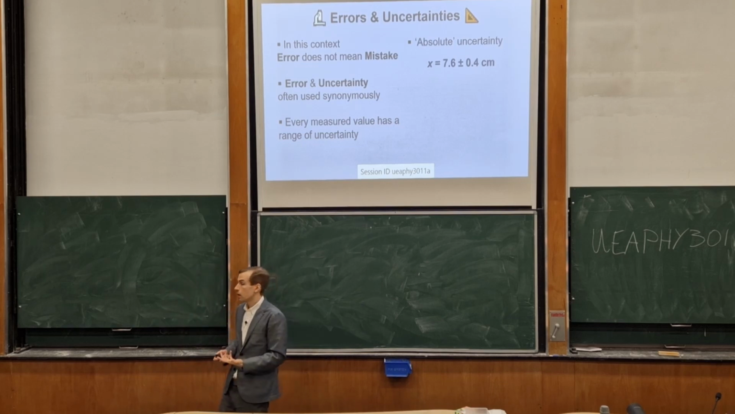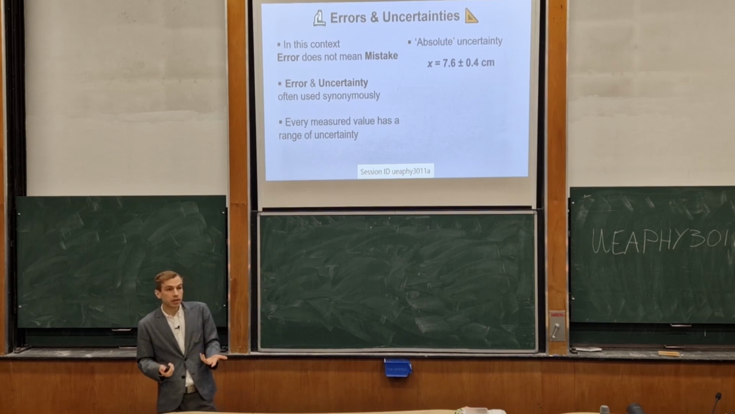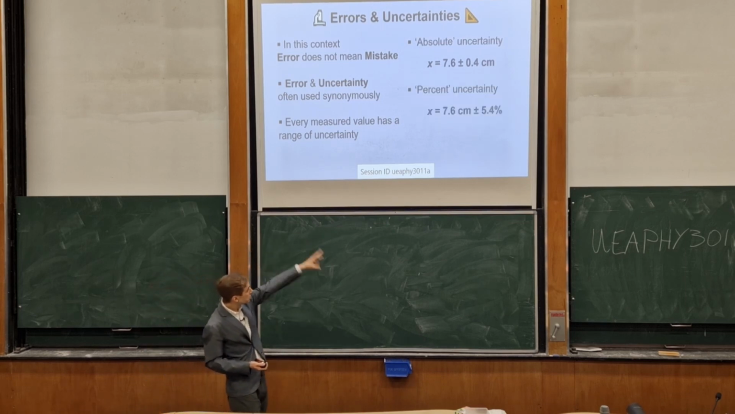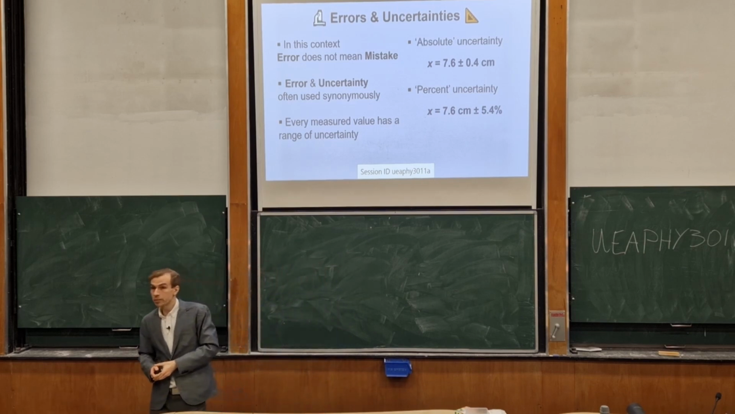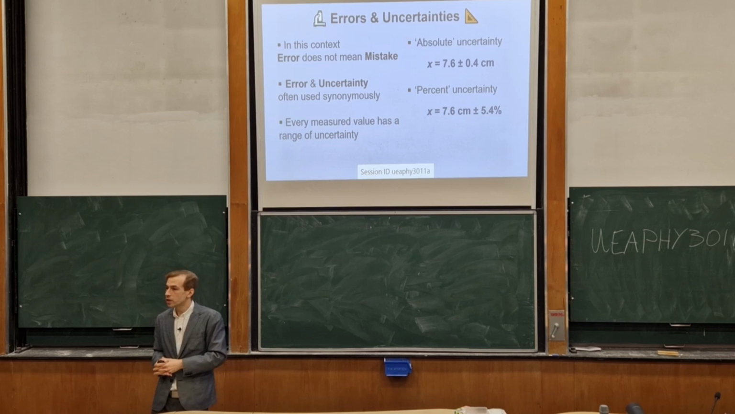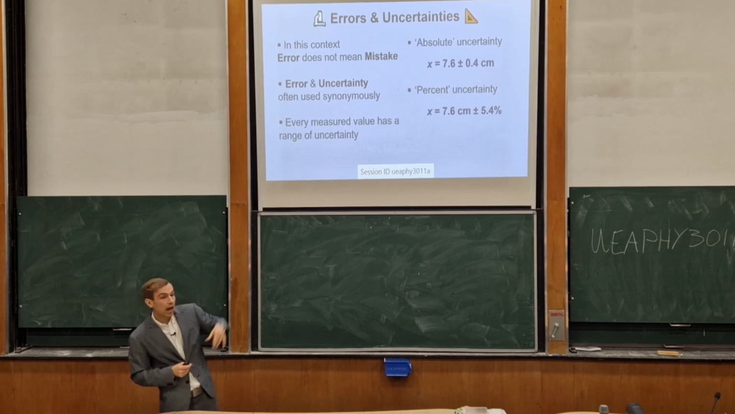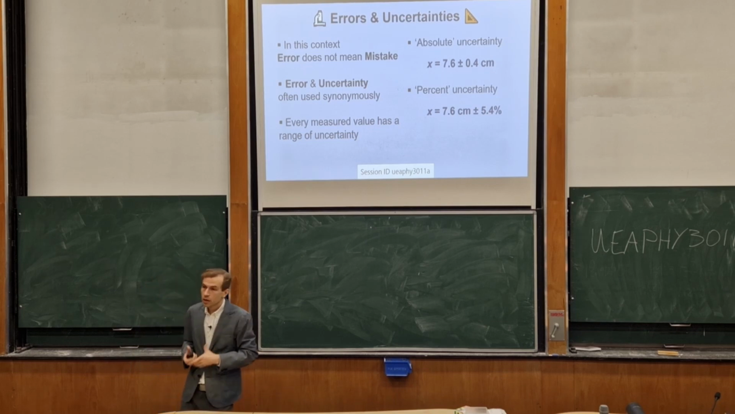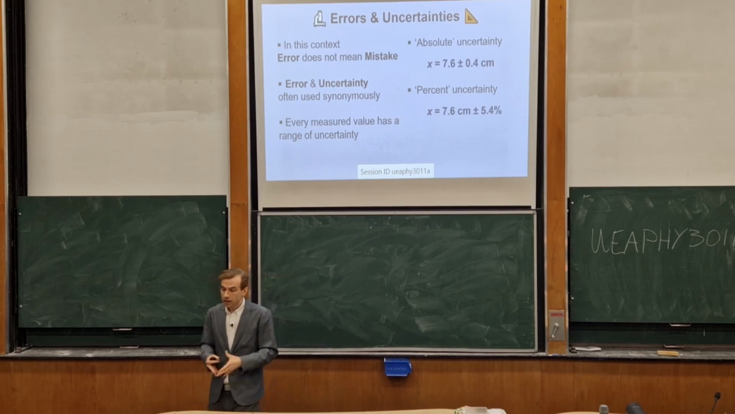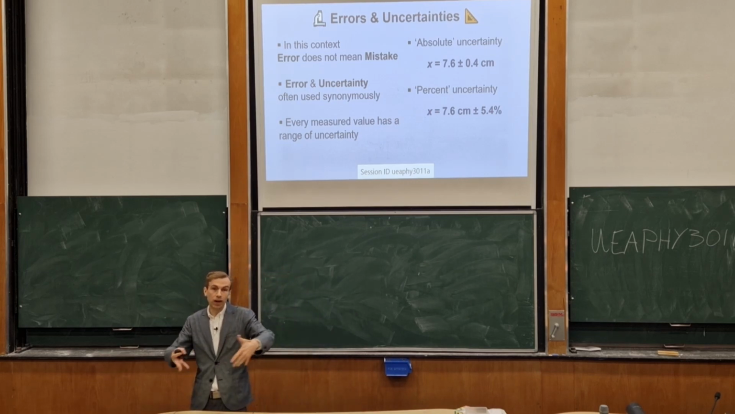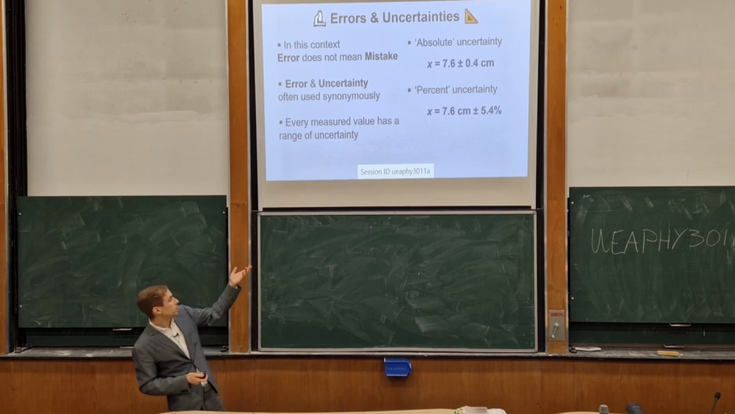So that's how you can write an absolute uncertainty. The other way you can write uncertainty is as a percentage. So here, this is exactly the same thing, 7.6 plus minus 0.4 centimeters, but instead of writing an absolute uncertainty in the same units, we're writing the uncertainty as a percentage. That's often quite useful when you want to get a general sense for the range of uncertainty in the value, and it doesn't matter what the underlying value is, to just have a percent uncertainty.